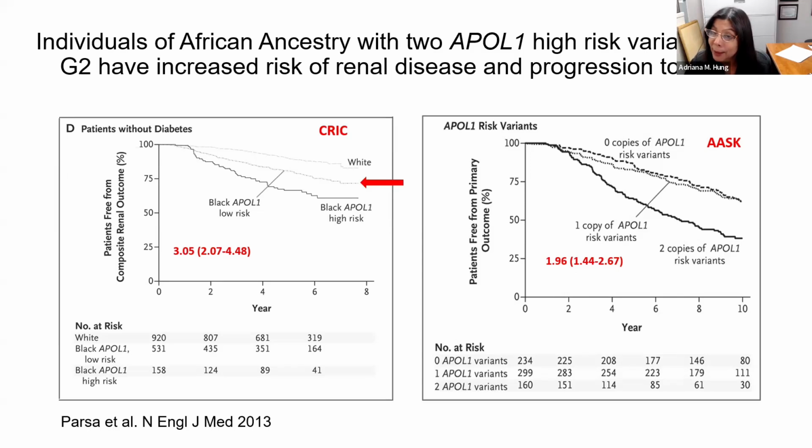I really like to highlight the work done on the Chronic Renal Insufficiency Cohort because they kept in the comparison the European ancestry. And so if we compare a high-risk genotype patient or population against individuals of European ancestry in the risk of reaching a renal composite of 50% decline in kidney function or ESRD, they will have a threefold increase in the risk of reaching the renal composite.